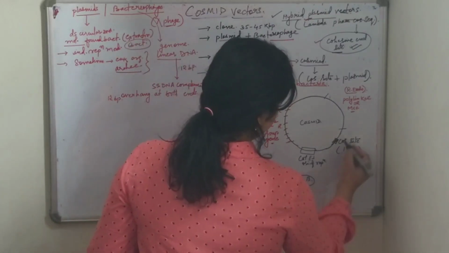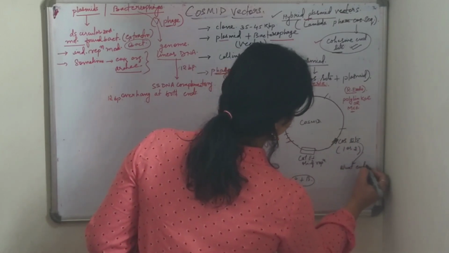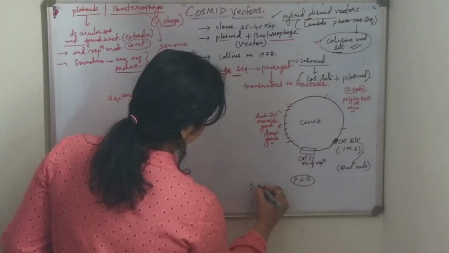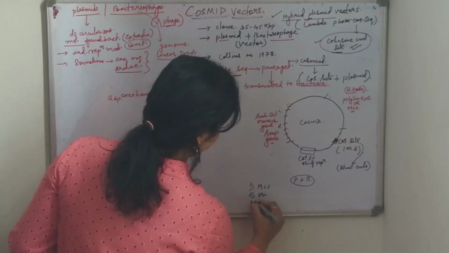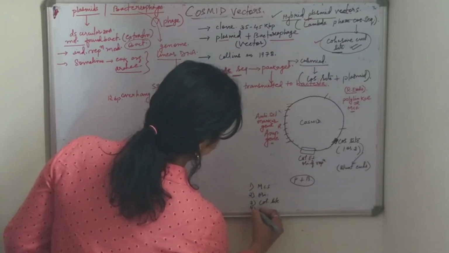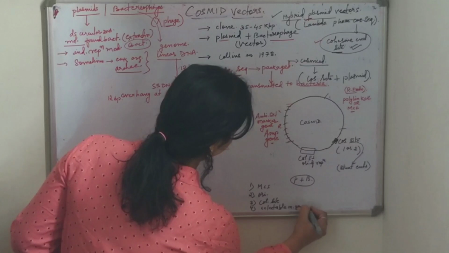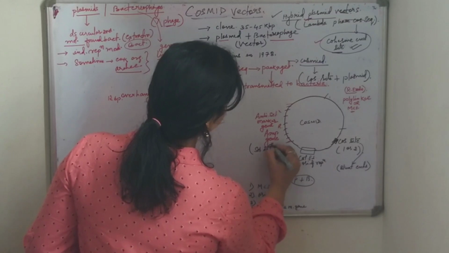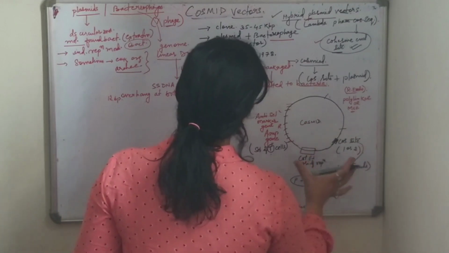And this cos site provides blunt ends. So here what are the sites? Multiple cloning sites, origin of replication, cos site, and this is the selectable marker gene. This is the gene for the selection of transformed cells. So these are the sequences.